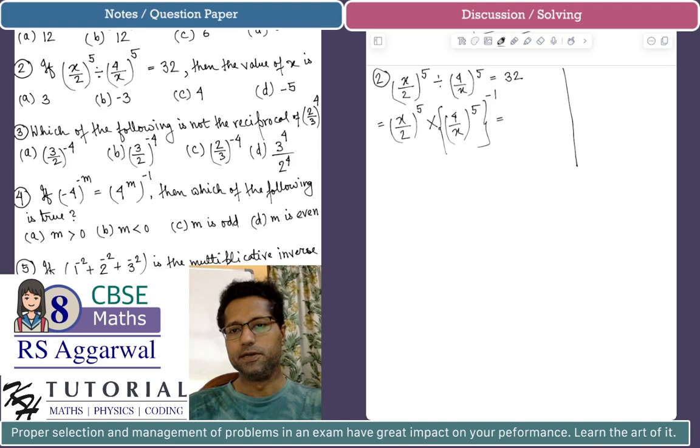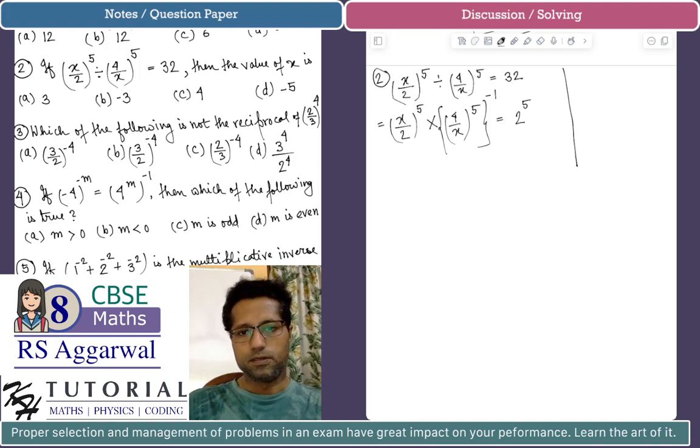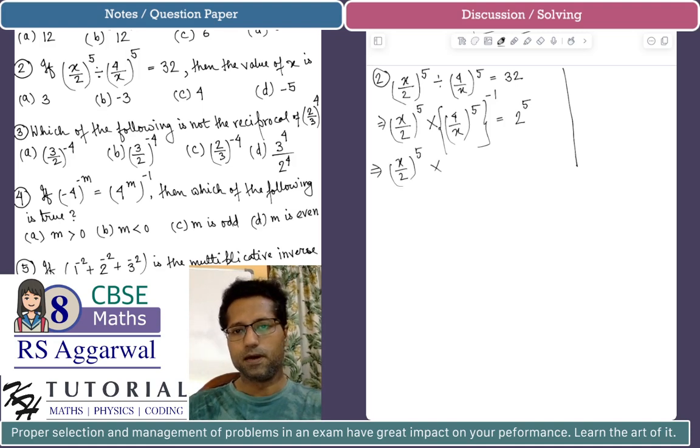Now the right hand side 32, we know it is 2 to the power 5. This implies x by 2 raised to the power 5 multiplied by 4 by x raised to the power. We have two layers of powers. The power in the first layer is 5, and the power in the second layer is minus 1.